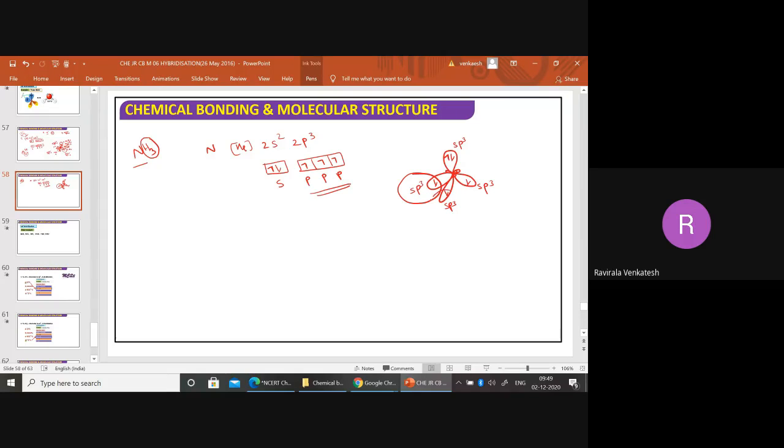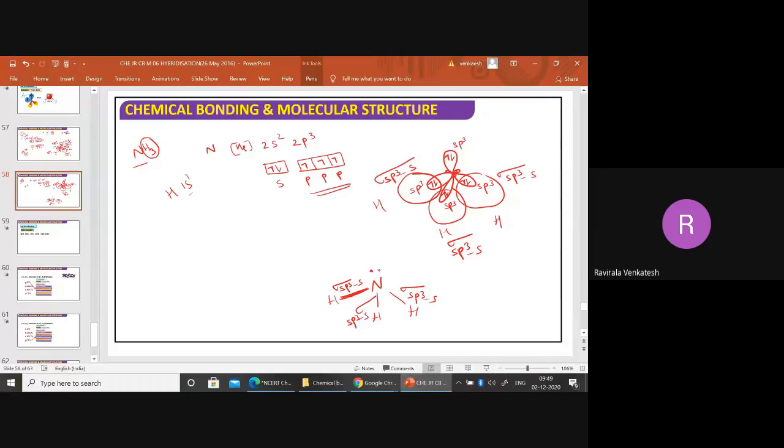Hydrogen, hydrogen, hydrogen. Now hydrogen also has one electron, 1s1 configuration, but I am writing the one electron like this. Now we can write H, H, H. So what bond do we get here? Sigma sp3-s bond. This one is also sigma sp3-s, and this one is a sigma sp3-s.